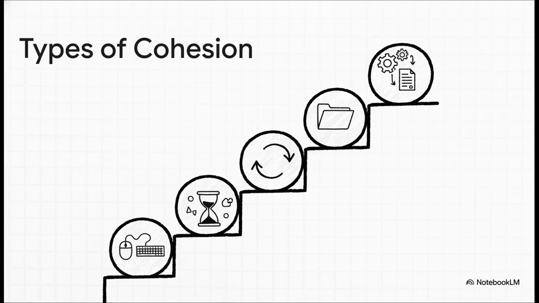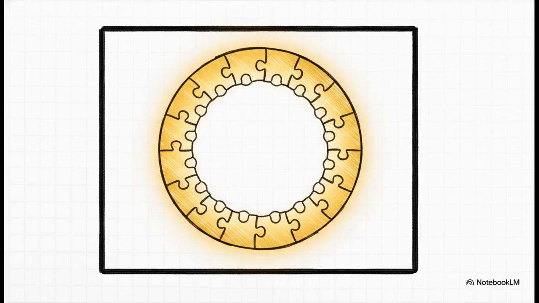As we step up the ladder, we start adding actual intent. First, parts might be grouped logically, like putting all input handling together. Or they might have temporal cohesion, where they're grouped because they fire at the exact same time, like system initialization. We get even stronger with procedural cohesion, which follows a sequence, or communicational cohesion, where parts operate on the exact same data record. But then we hit the absolute gold standard, functional cohesion.